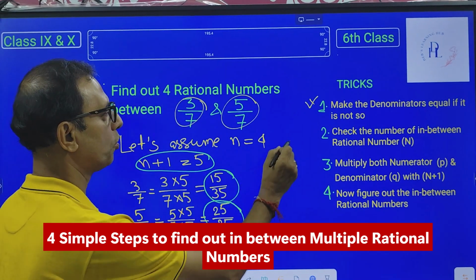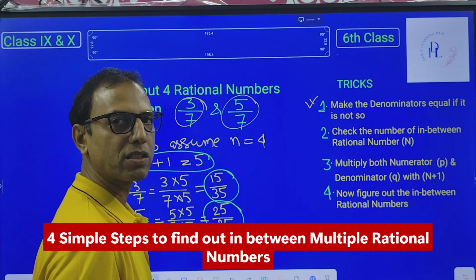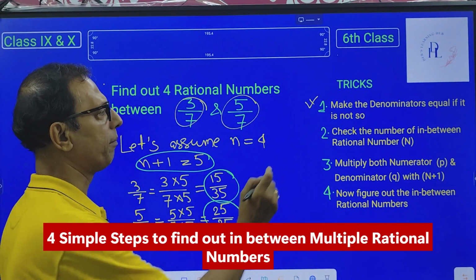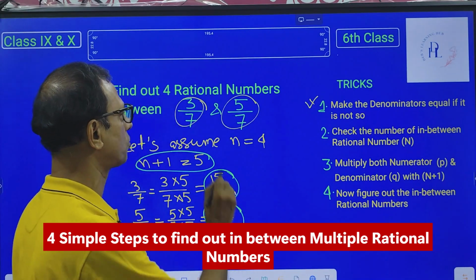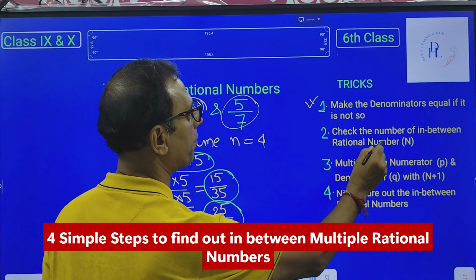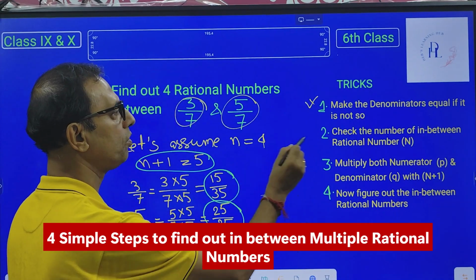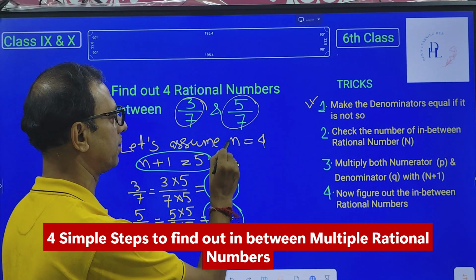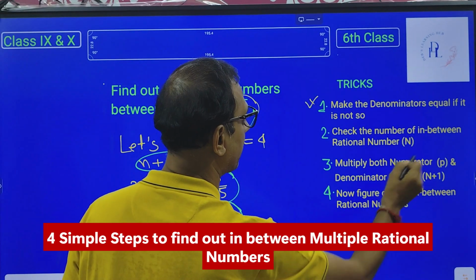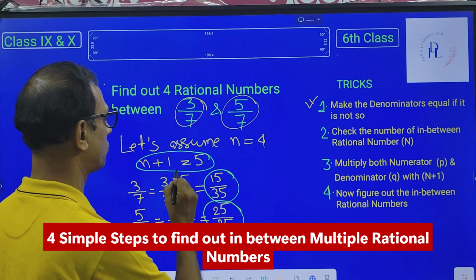This is very methodical. Step number 1: make the denominators equal if they are not so; here they are equal, so not required. Step number 2: n equals the number of rational numbers in between, that is 4 here. Step number 3: multiply both numerator p and denominator q by n plus 1, so n plus 1 is 5.